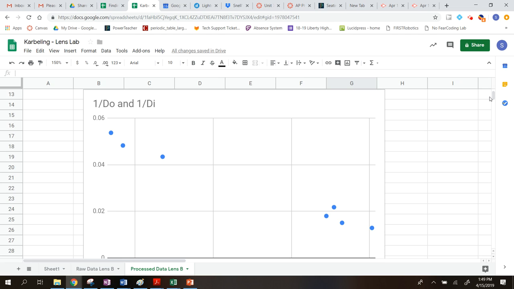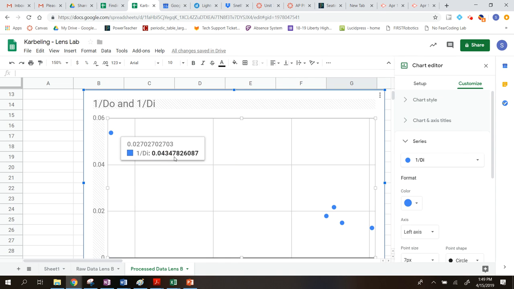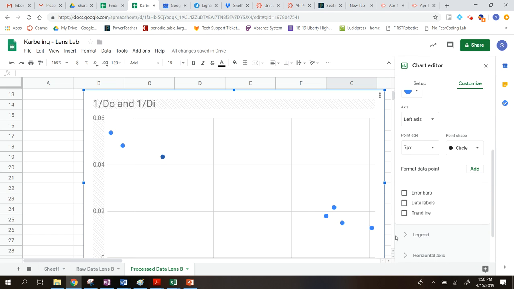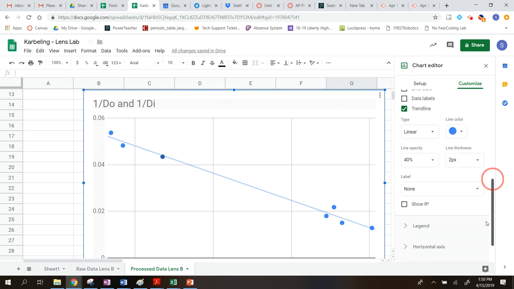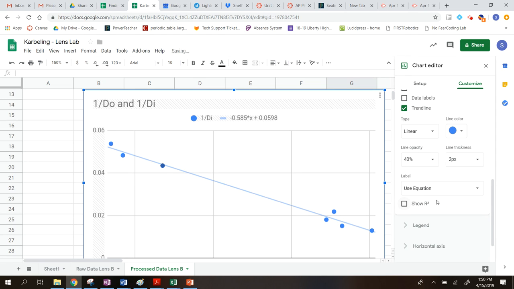I get a graph that's got a negative slope, right? A negative slope. We can figure out what the negative slope is if we go to Customize, Series, Trend Line, and then scroll down a little bit further, Label, Use Equation.